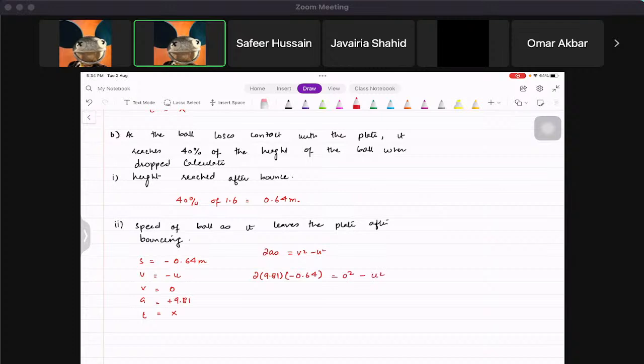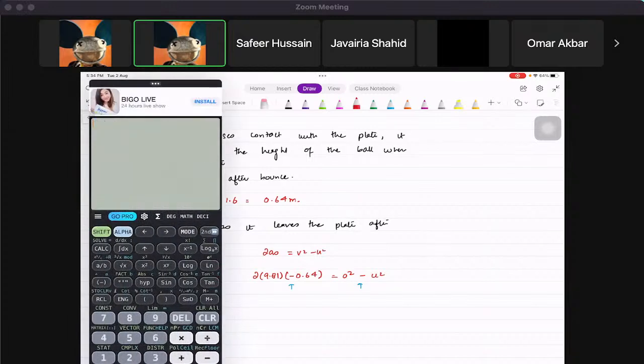Now automatically, if you don't put the right signs, then what will happen is when you take the square root, it will give you a math error. But this time, because we've taken the right sign, minus here and here would cancel out. So then we have no problems. Okay, so 2 times 9.81 times 0.64 and square root of the answer, so u would be 3.54 meters per second. Is it clear, everybody?